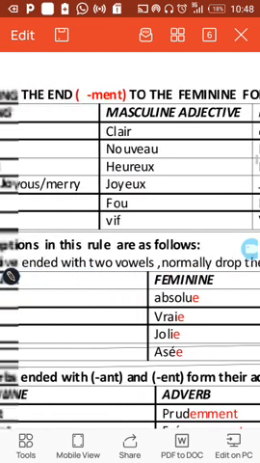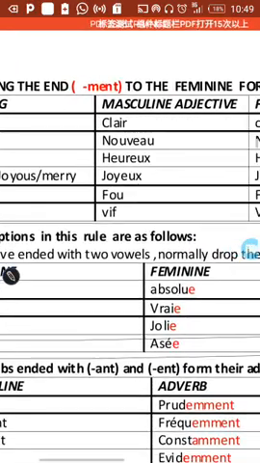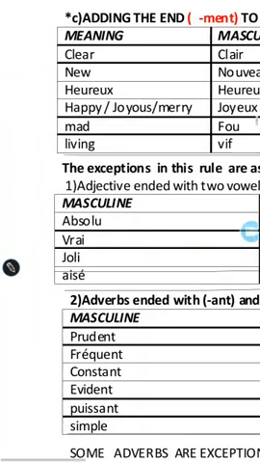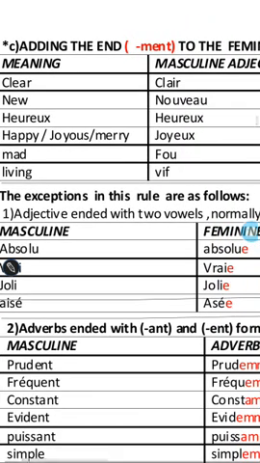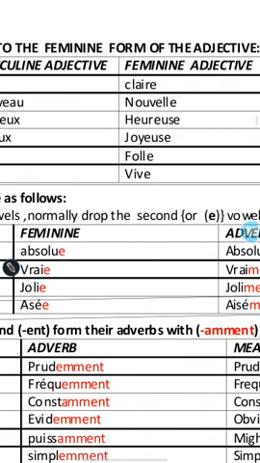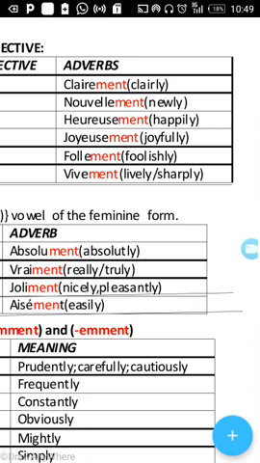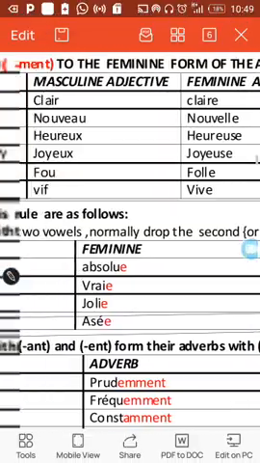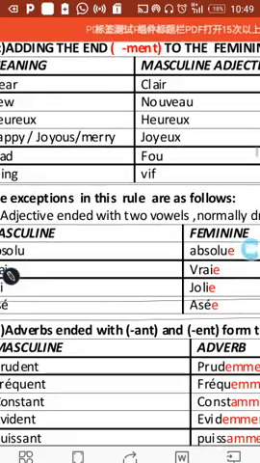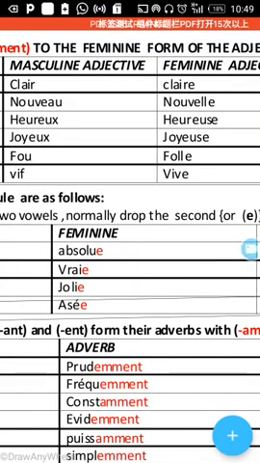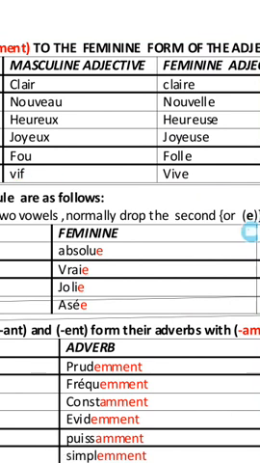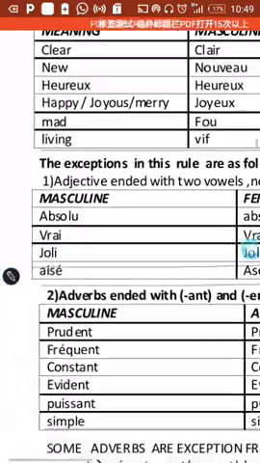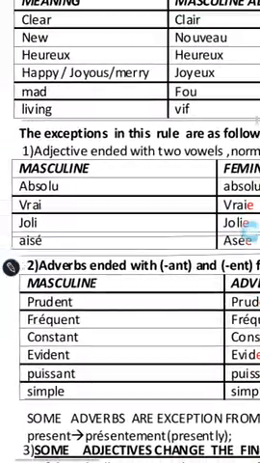Let's say the exception to this rule is as follows. Adjectives ending with two vowels: normally, you drop the second one, which is e, and add ment to it. Like absolu. The feminine is absolue, you add e to it. But the adverb now is absolument, absolutely. You have vrai, meaning true. The feminine is vraie, you add e to it. To form the adverb, as you add e, you drop that e to become vraiment. That is it. Vraiment, truly, really.